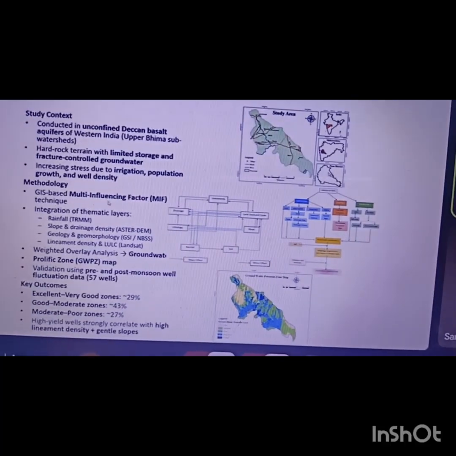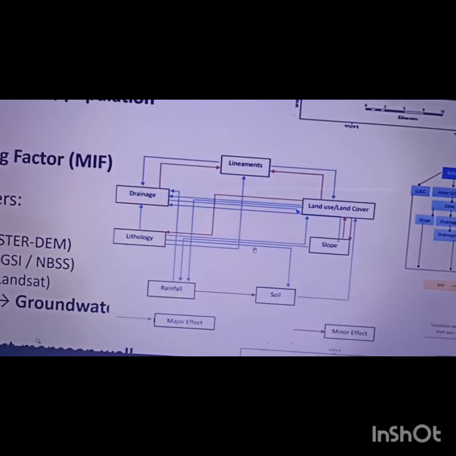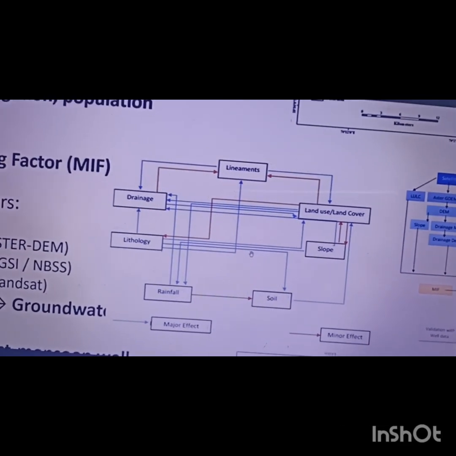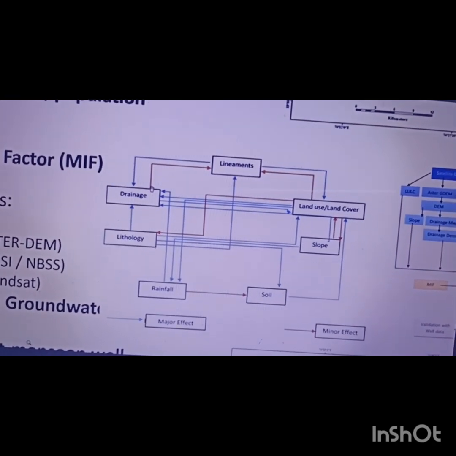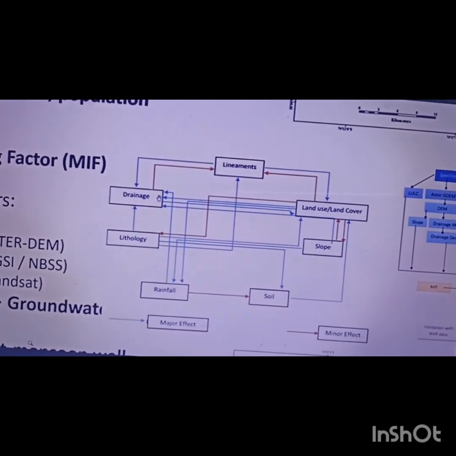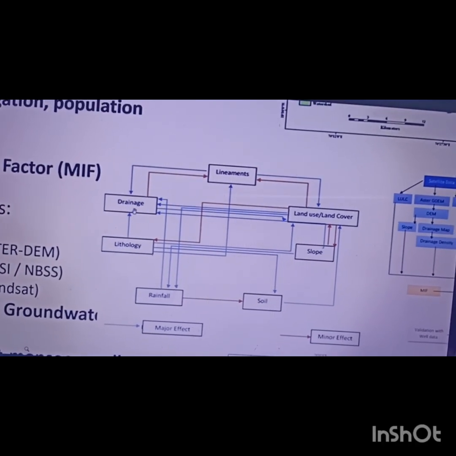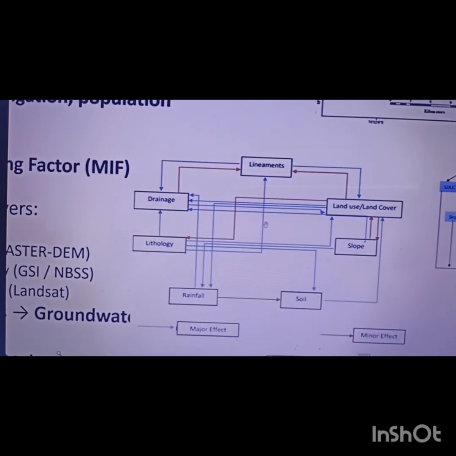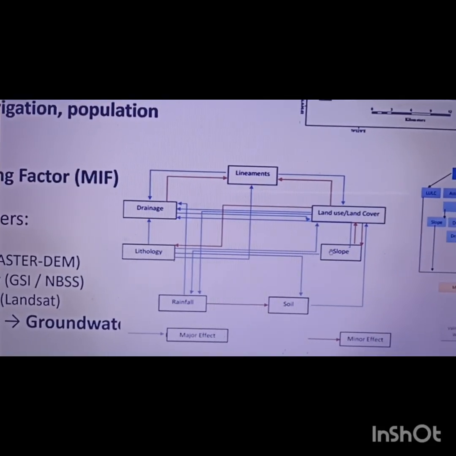And here, we are using the multi-influencing factor. Which factor affects or influences the other factors more? Such methodologies we can easily integrate in GIS. So lineament will be more influenced than the drainage. In such a way, lithology will be more influenced by the drainage. Land use land cover will influence the lithology more. Then land use land cover also influences the slope.